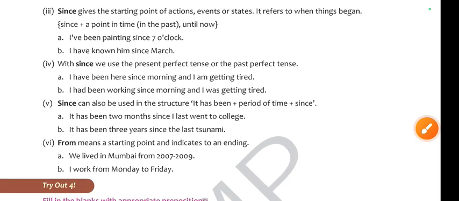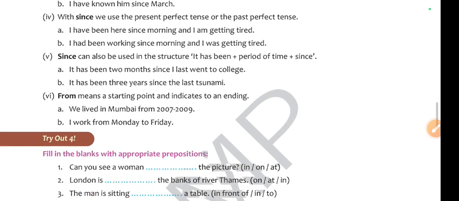Next, with since we use the present perfect tense or past perfect tense. Since can also be used in the structure: it has been plus period of time plus since. From means a starting point and indicates an ending.